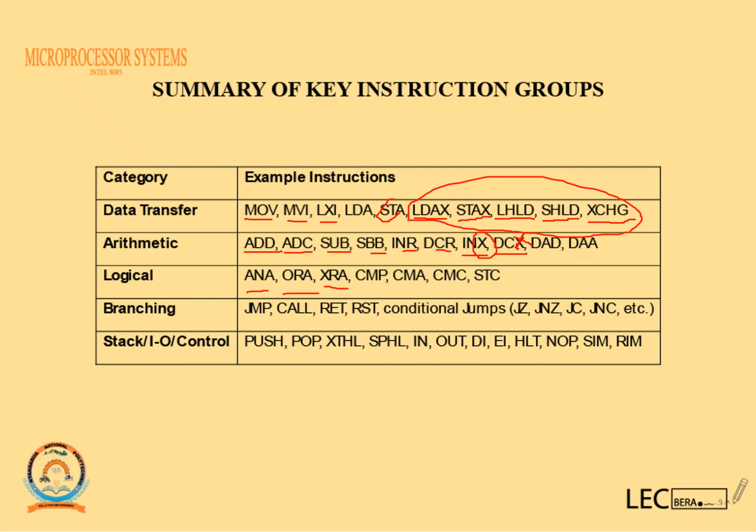For example, you can say XRA B. So here you are XOR. So you are XOR what is inside register B with what is inside the accumulator.